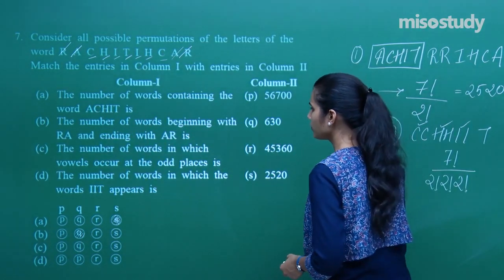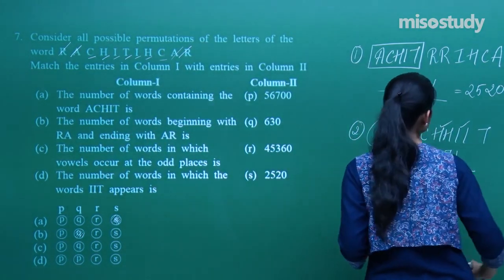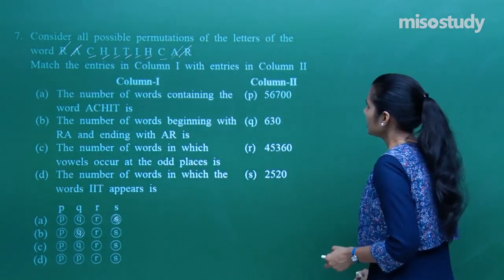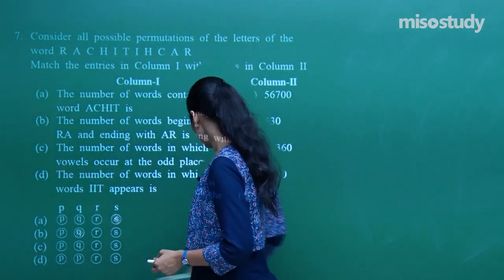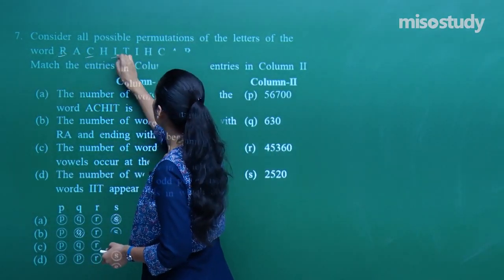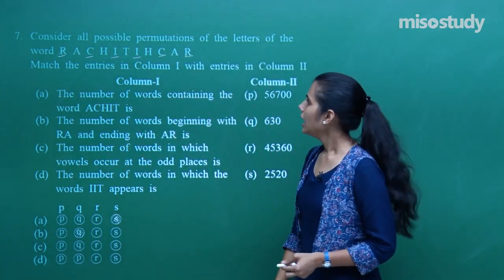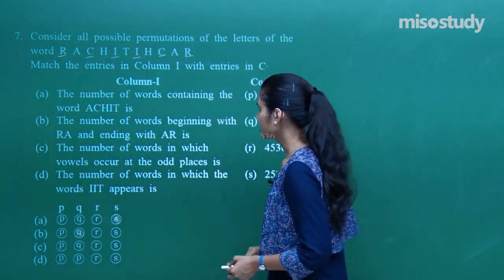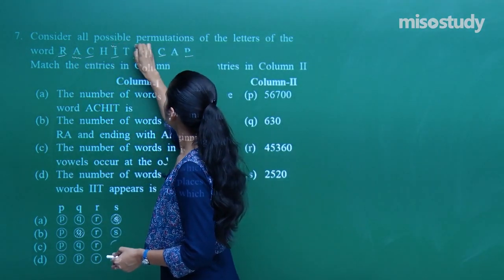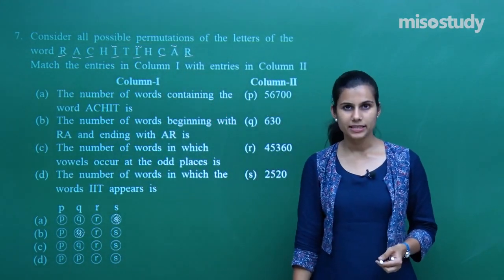Next I have the number of words in which vowels occur together or vowels occur at the odd places. That's what it is saying. So vowels wish to occur at odd places. Now in here if you try to carefully see what are the odd places: 1, 3, 5, 7, 9, 11. How many odd places are there? 6 odd places. And how many vowels are there? A, I, and A. 4 vowels are there and 6 odd places are there.